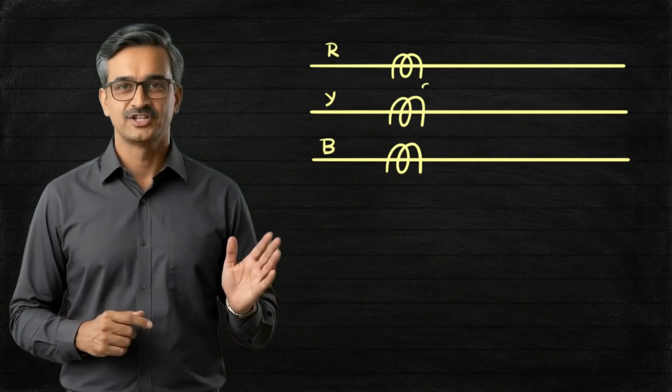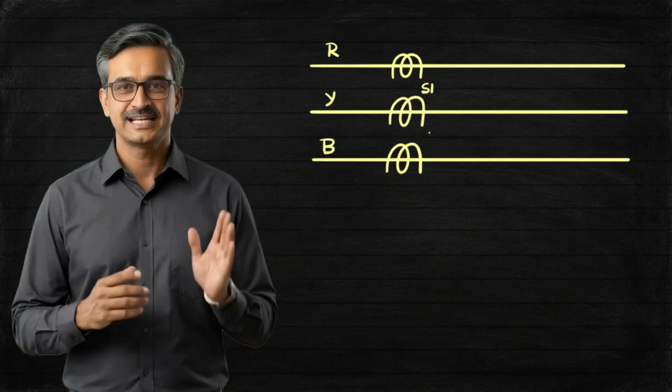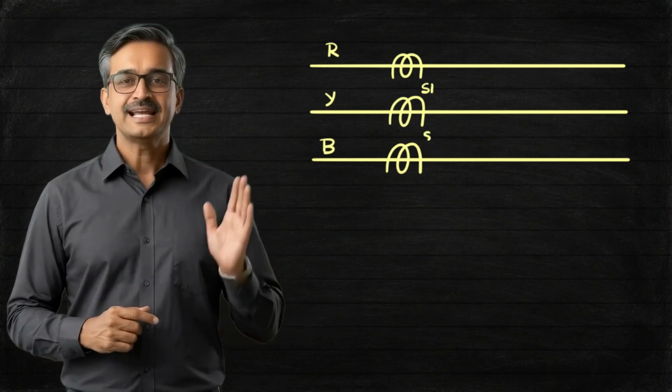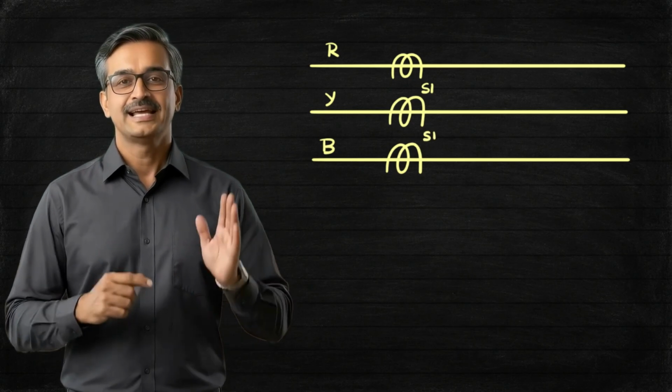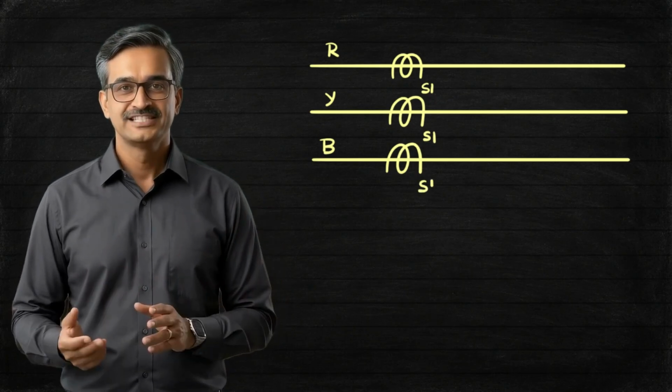This is the S1 terminal, that is, the S1 secondary terminal of the red phase CT. This is the S1 secondary terminal of the yellow phase CT. And this is the S1 secondary terminal of the blue phase CT.